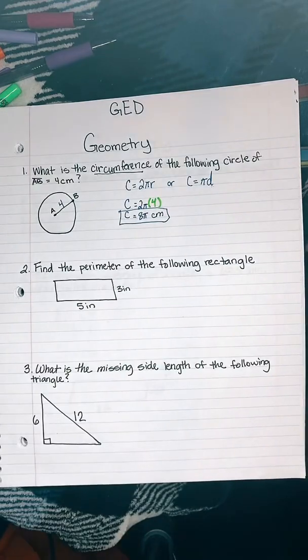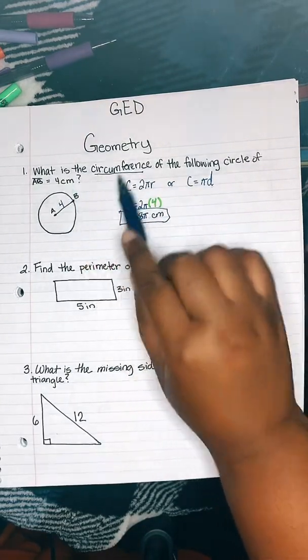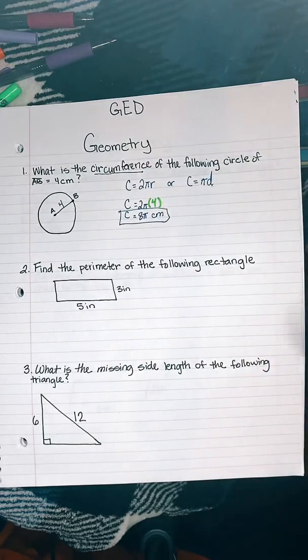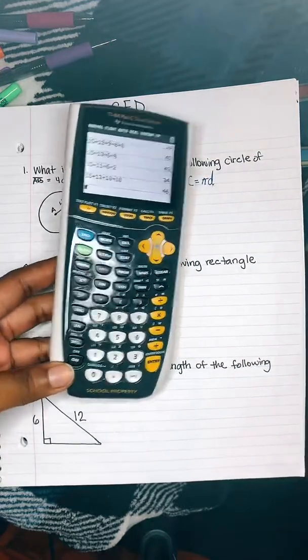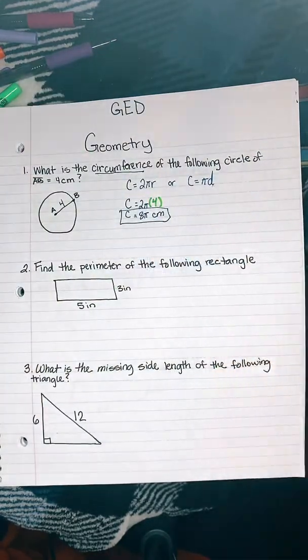That's our answer. Now, what we can do, if they said they want it as a decimal, then we would put it in our calculator. But there's no direction, so we're going to leave it exact. All right, so let's go to number 2.